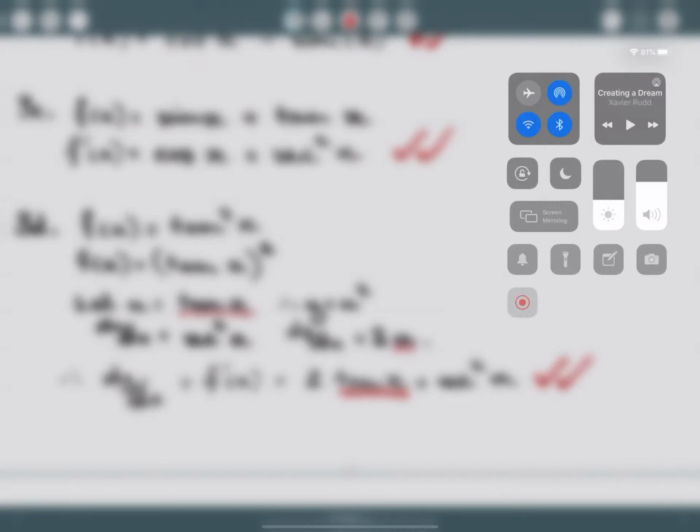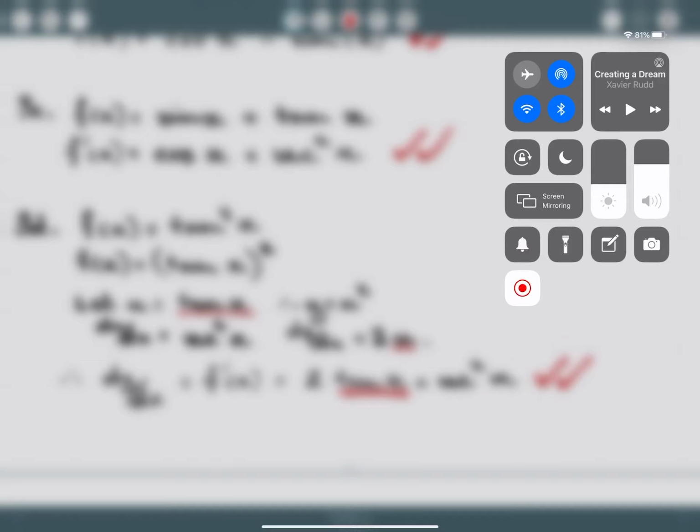I think we have a good understanding of differentiating circular functions.